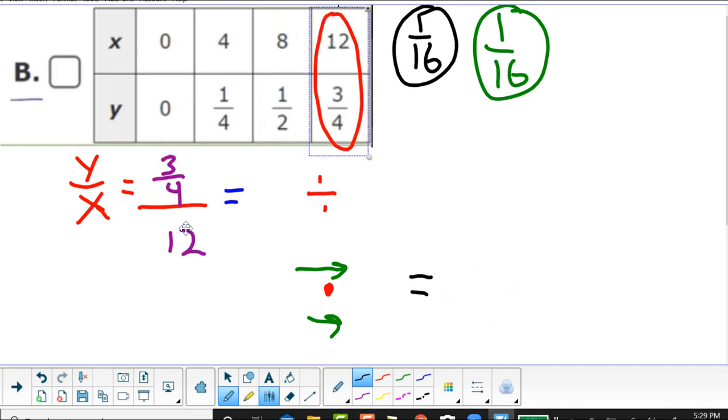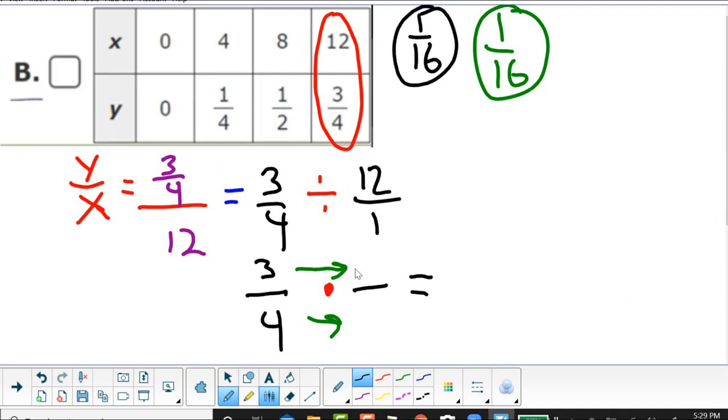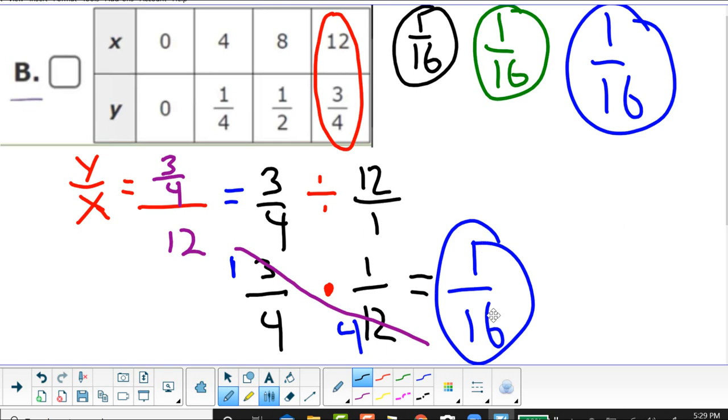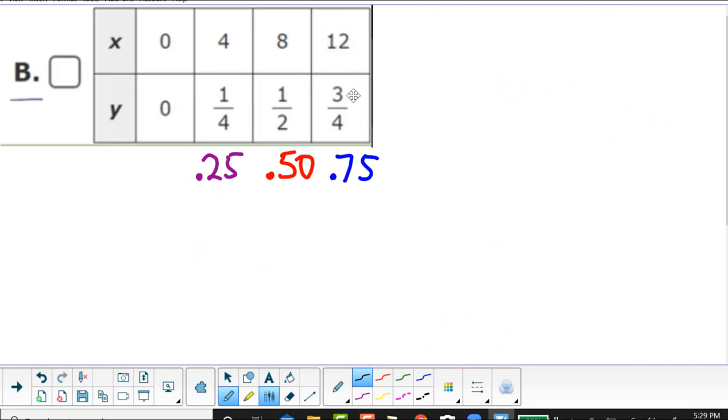So 3/4 divided by 12. I'll rewrite that. That's 3/4 divided by 12. I'll put a 1 underneath there. Then I have 3/4 times the reciprocal, 1/12. Now, instead of going across, I think I'm going to cross reduce. 3 goes in there once, 3 goes in there 4. Now I'll go straight across. I get 1/16. And so that means that all 3 of these ratios are the same.